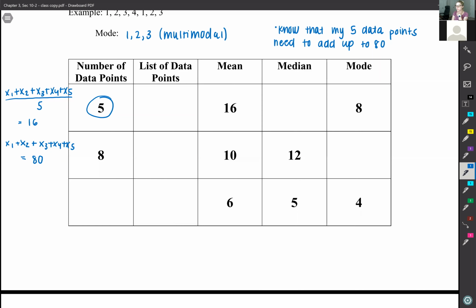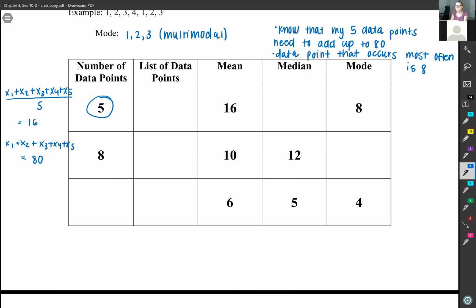Okay, and then I also know that the mode is 8. So this means that my data point that occurs most often is 8. So we don't know how many times 8 necessarily occurs, but we just know that it occurs more than the rest of the data points.